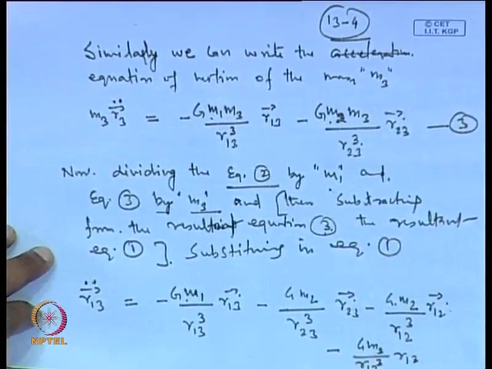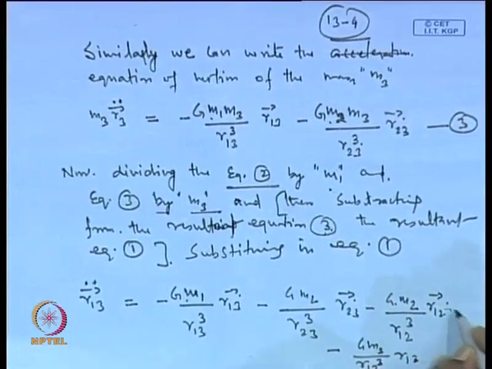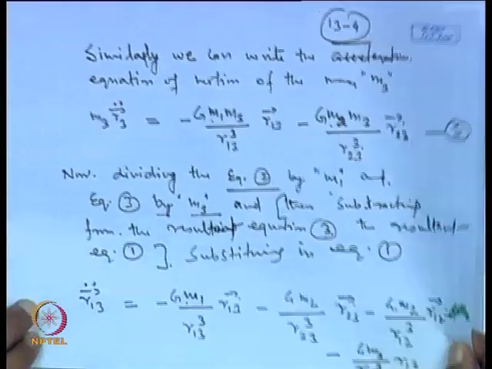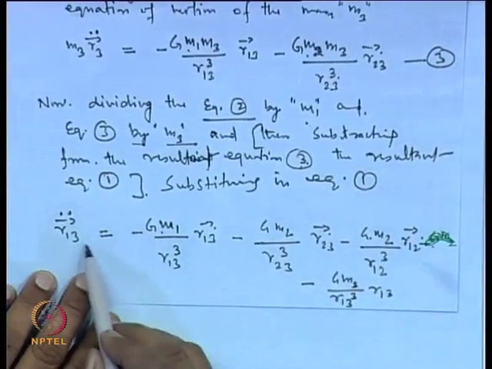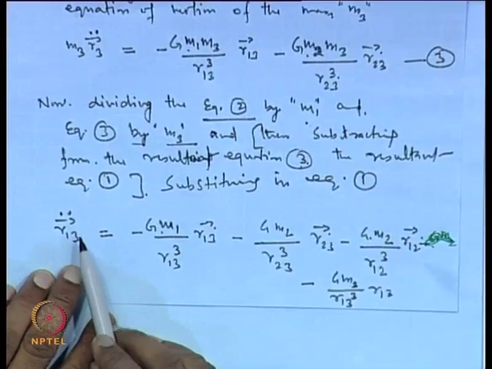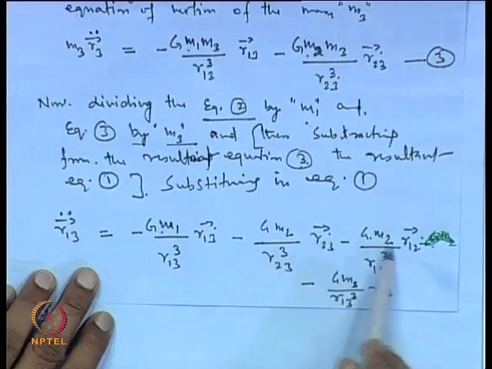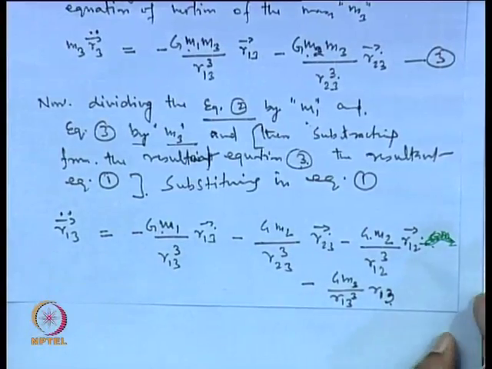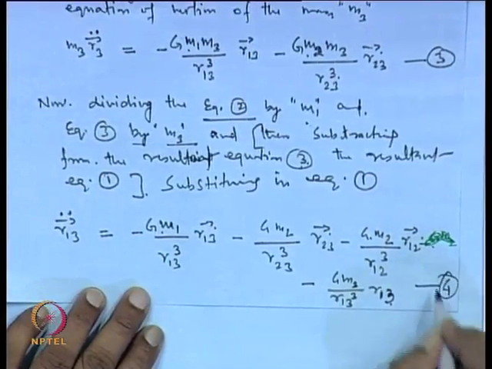Okay. So, the resulting equation looks like this. We have r13 double dot. So, all the 4 terms are having negative sign. So, this is r13 here. Okay. Now, this is our equation number 4.